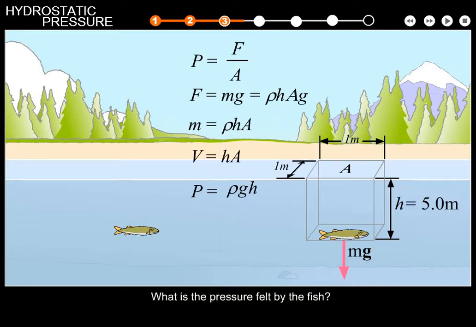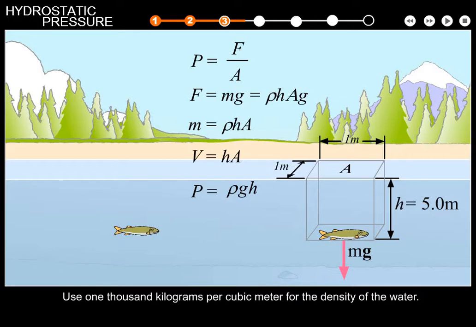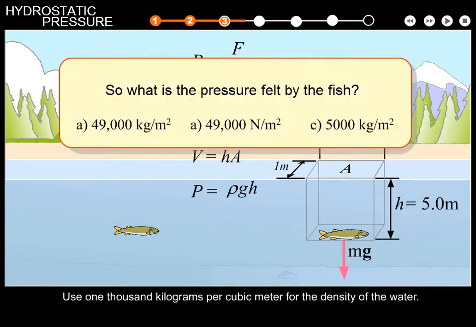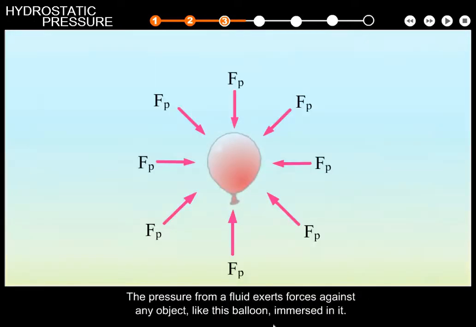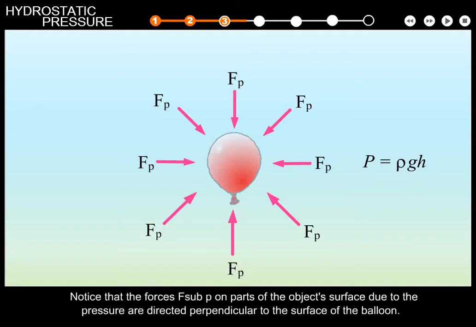What is the pressure felt by the fish? They are at a depth of 5.0 meters. Use 1,000 kilograms per cubic meter for the density of the water. Correct. The pressure from a fluid exerts forces against any object, like this balloon, immersed in it. Notice that the forces F sub p on parts of the object's surface due to the pressure are directed perpendicular to the surface of the balloon.